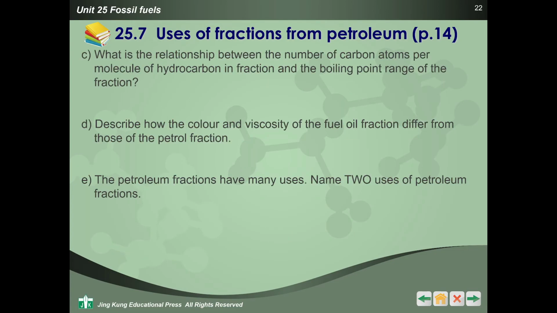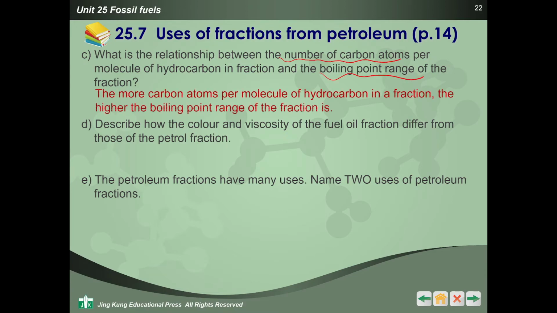And then part C: what is the relationship between the number of carbon atoms and the boiling point range? So it's talking about that same thing that we were talking about. The more the carbon atoms, the higher the boiling point. Why? Because molecular size increases, and we know the strength of van der Waals force would increase at the same time. Sometimes you'll see the word intermolecular force, that's the same meaning.